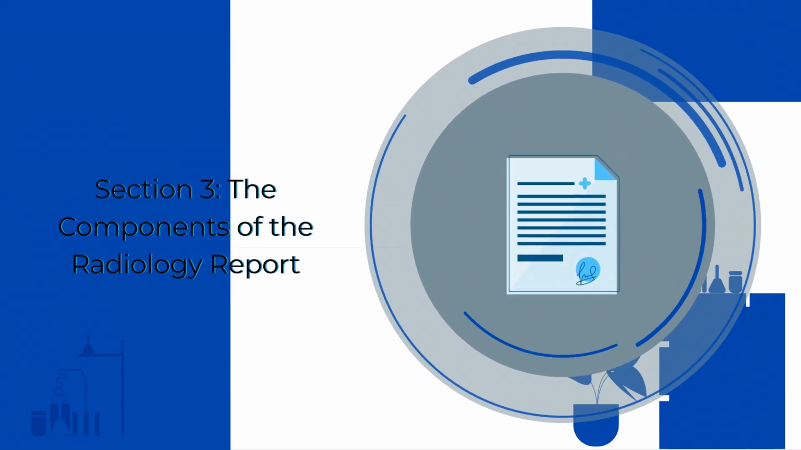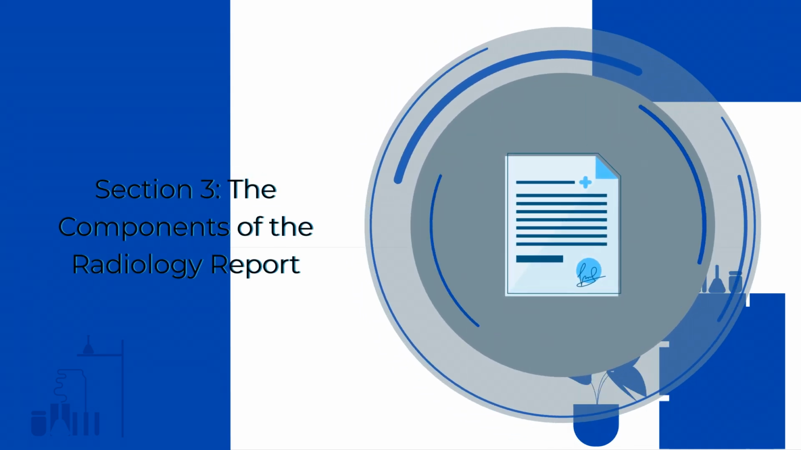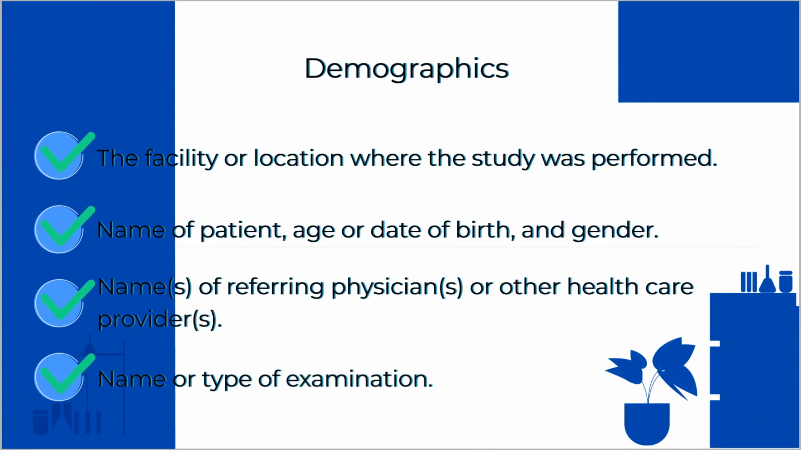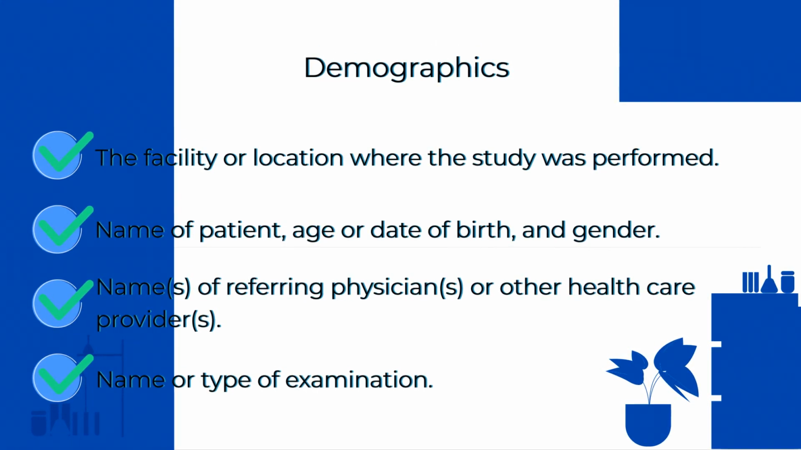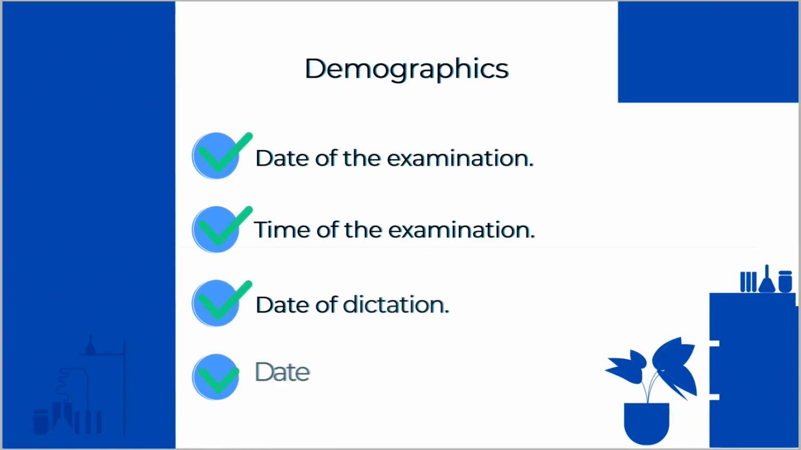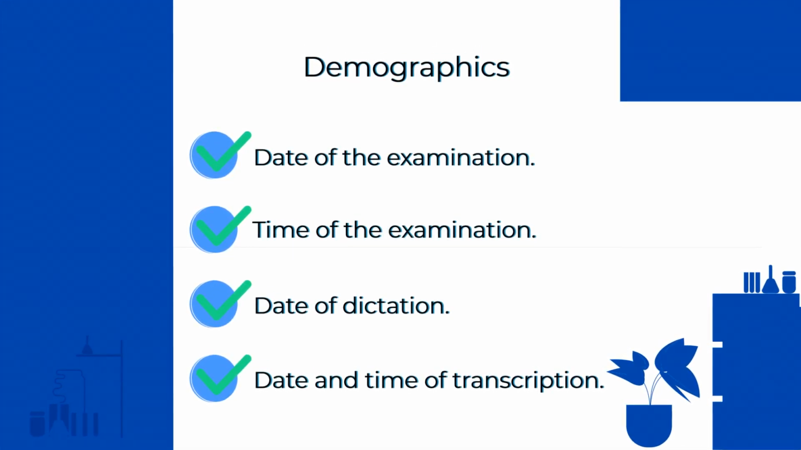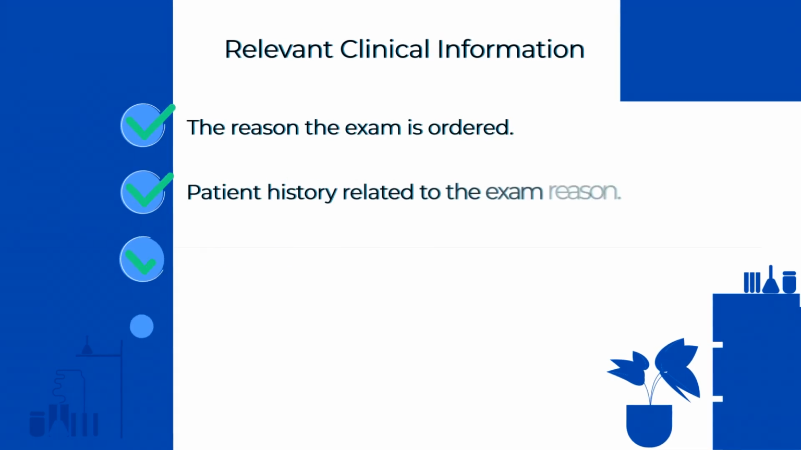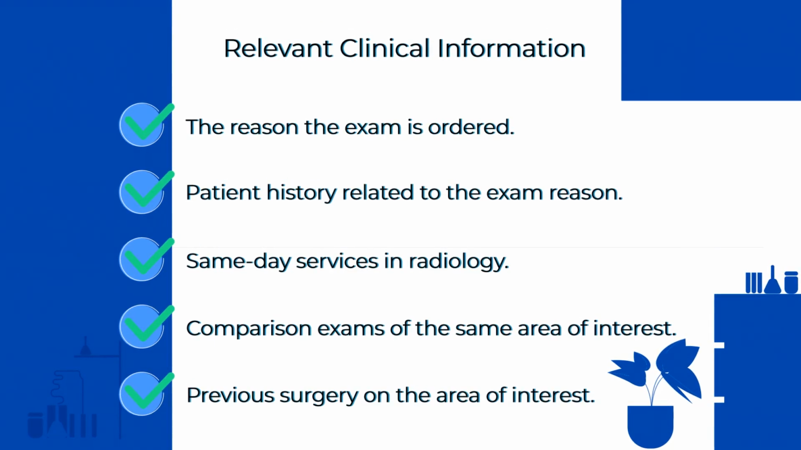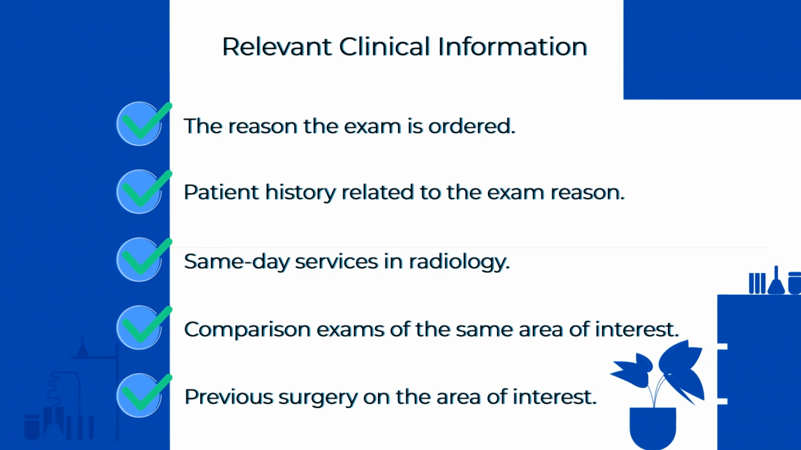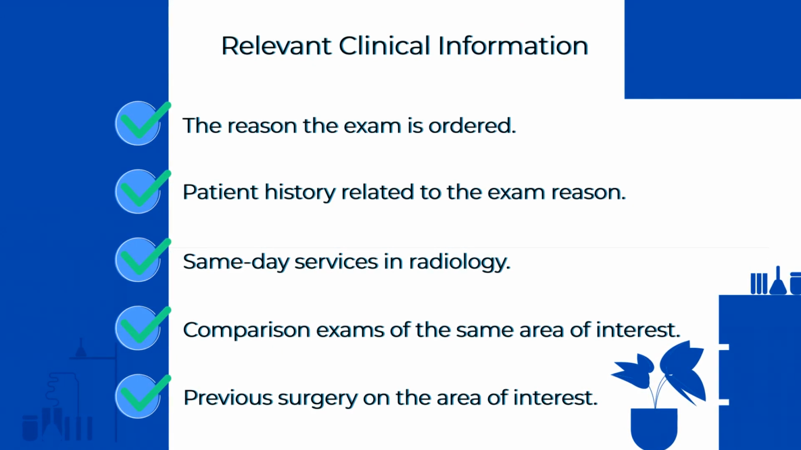Section 3, the Components of the Radiology Report. Let's break down the components of a radiology report. Demographics. This includes the facility name, patient's name, age or birth date, gender, referring physician, exam type, date, time, transcription details. It sets the stage. Relevant clinical information. Why was the exam ordered? This section lists the reason, like shortness of breath, and any pertinent history or comparisons to past exams.